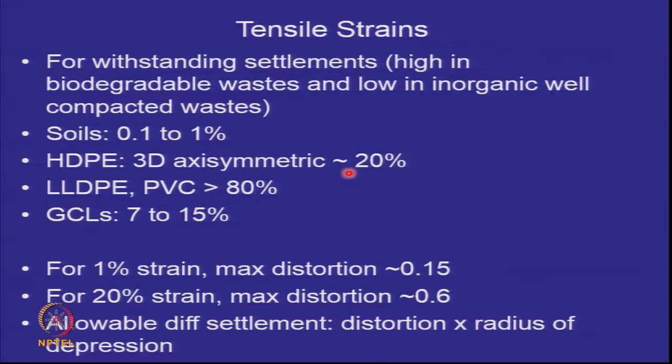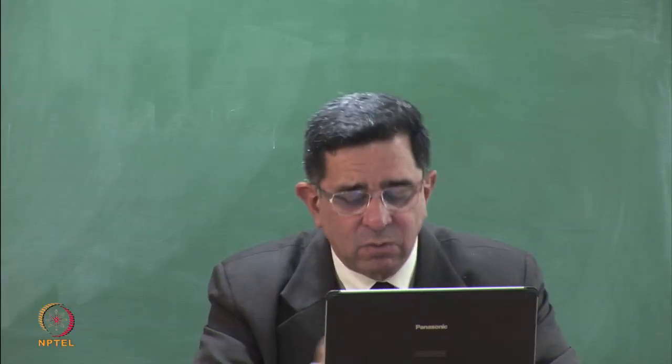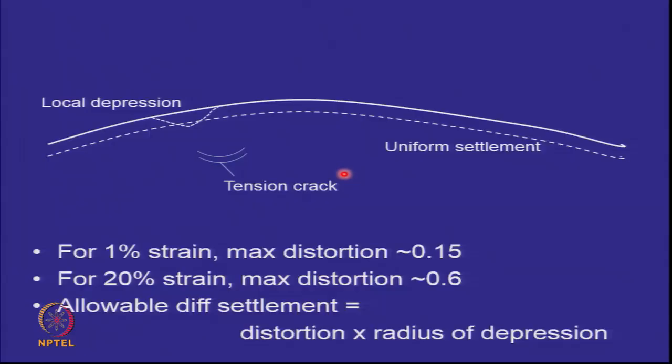So one of the things which bothers us is about settlements, right? And what bothers us really is, if you have uniform settlement, I talk about 10%, if I'm saying we are having a convex top, if the settlement is uniform, it doesn't bother us. But the issue is if you have a local depression, right? If you have a local depression, this is going to pond up with water. And please remember, once you have a local depression, you have a tension crack at the bottom.